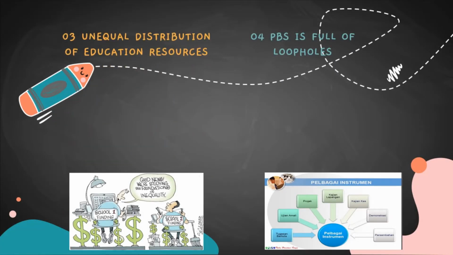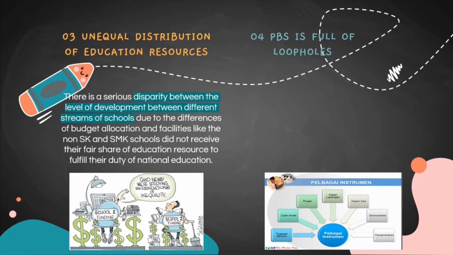The third issue is unequal distribution of education resources, which causes a serious disparity in the level of development between different streams of schools due to the differences in budget allocation and facilities. Because of this, some schools, especially the schools that are located in the rural areas, did not receive their fair share of education resources to fulfill their duty of national education.